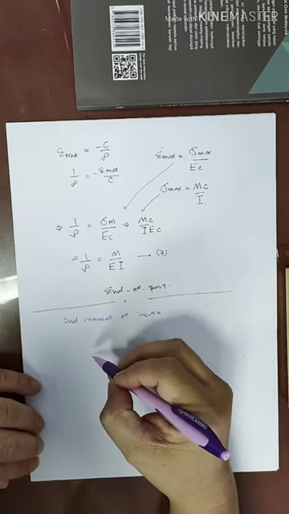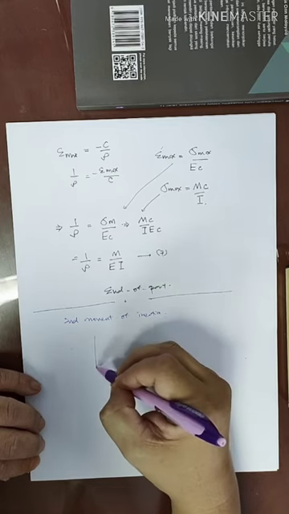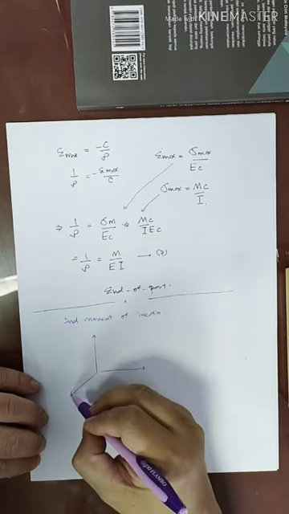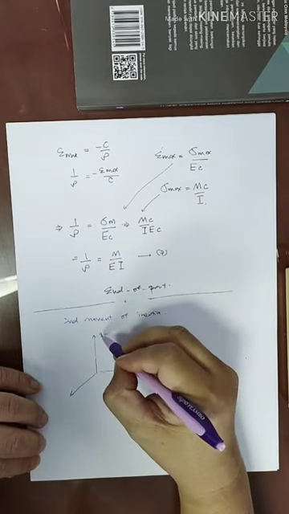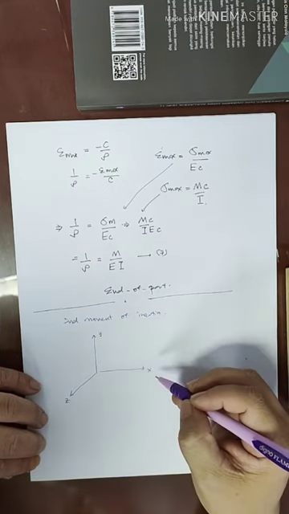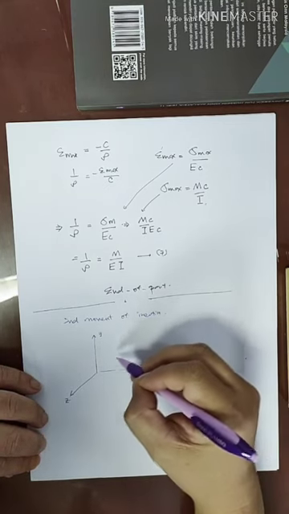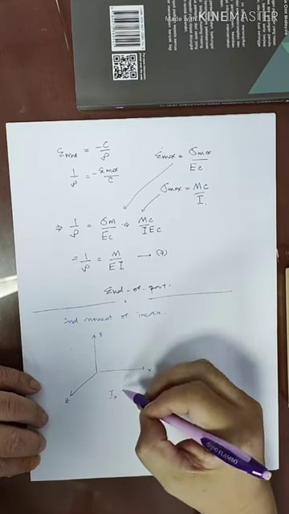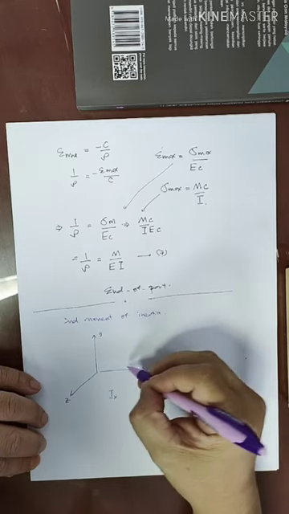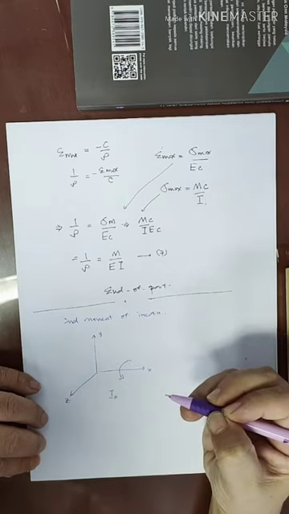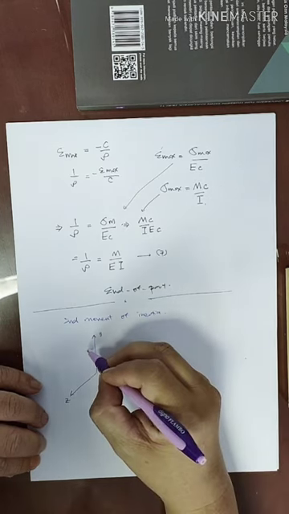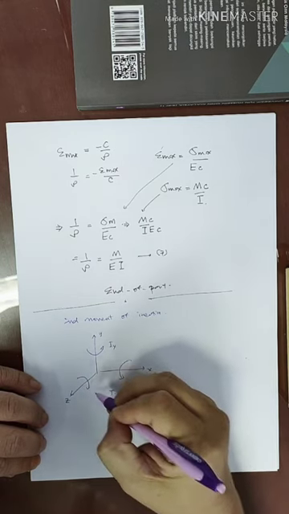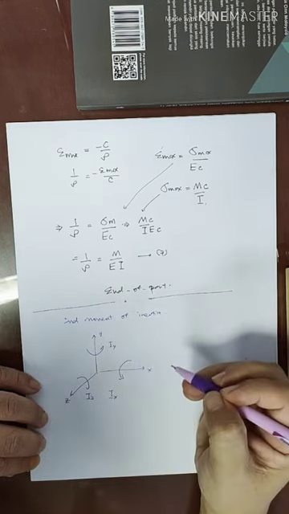Let's say we have a normal axis here, x, y, and z. So the Ix, the inertia x, represents the resistance according to the x axis. So the y axis is called Iy, and the z axis is called Iz.